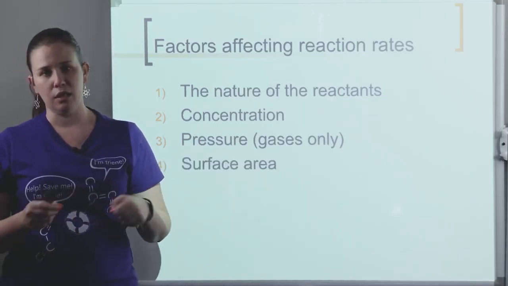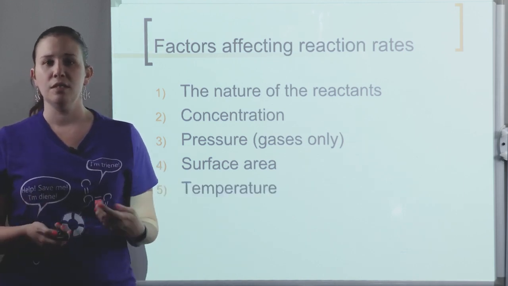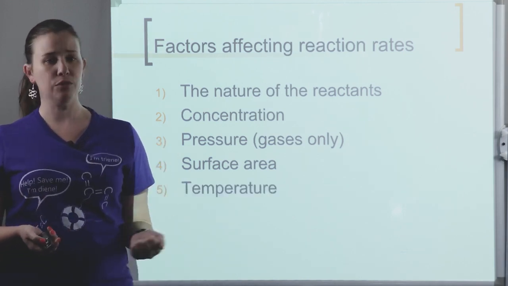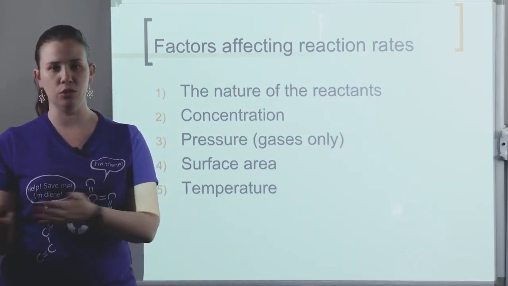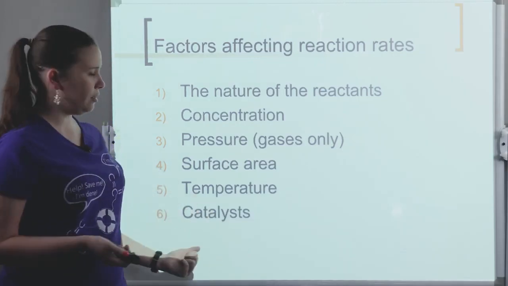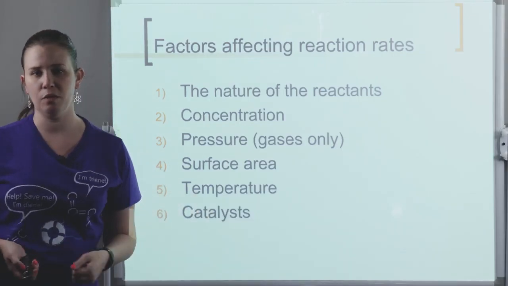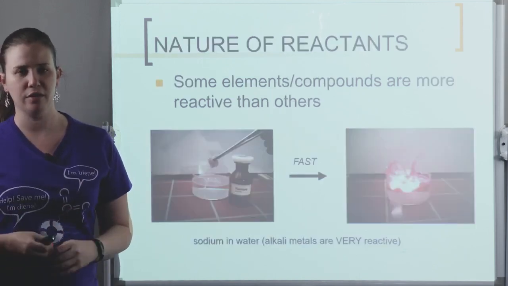Then also surface area, breaking up a sugar cube into smaller pieces. Temperature is going to actually have a twofold effect. There are two postulates of collision theory that it will use to affect the reaction rates. And then last but not least, we have catalyst, or the opposite of catalyst, by the way, would be called an inhibitor. So let's look at these one by one. I know that was a little fast.